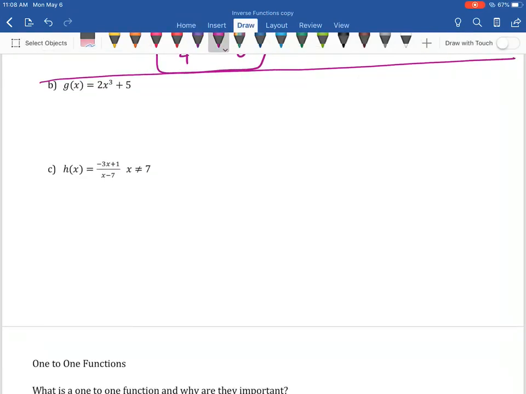Same thing. We are literally just going to switch the x and the y. So this is my y using function notation. So the name of the function is g, but we know that that's our output. We're going to switch the x and the y. So I have x is equal to 2y cubed plus 5. And now I'm going to resolve this for y.